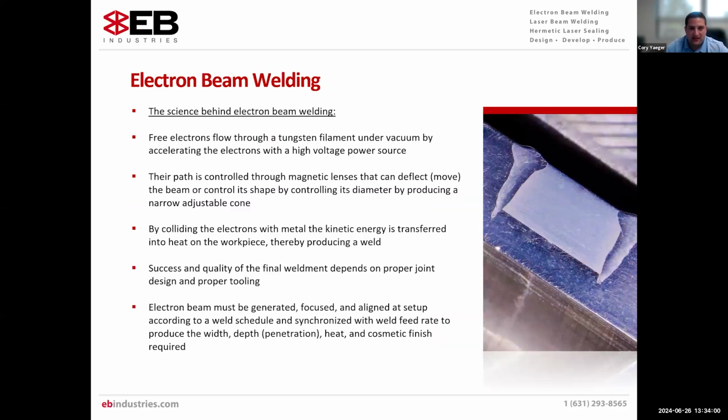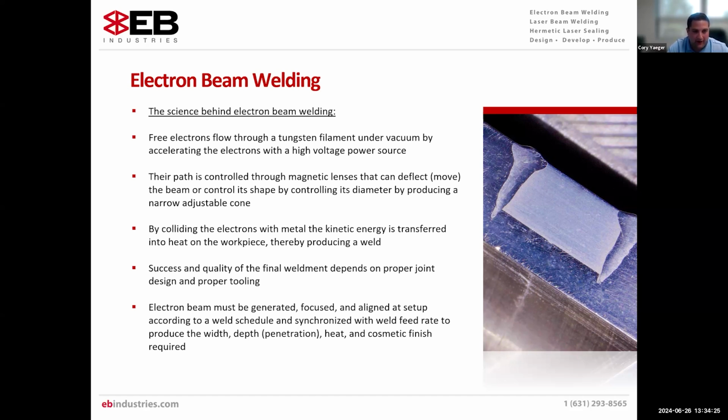Now, just to talk about the science of electron beam welding. Free electrons flow through a tungsten filament under vacuum by accelerating the electrons with a high voltage power source. Their path is controlled through magnetic lenses that can deflect the beam or control its shape by controlling its diameter, by producing a narrow adjustable cone. By colliding the electrons with metal, the kinetic energy is transferred into heat on the workpiece, thereby producing a weld.